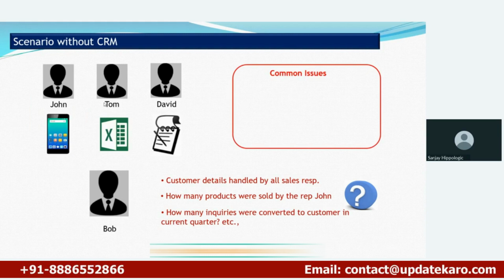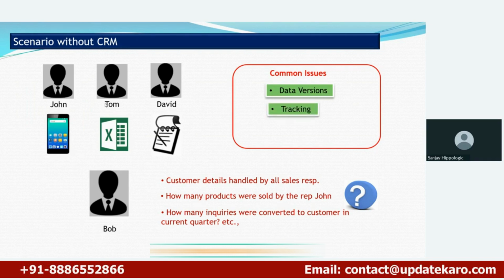Now, what are some common issues that we might be facing in such scenarios? First issue is the data version issue. Since John is storing the data in a smartphone, Tom in an Excel sheet, and David in a notepad, we have data in different versions in different formats. So the versioning of the data is different for different people.